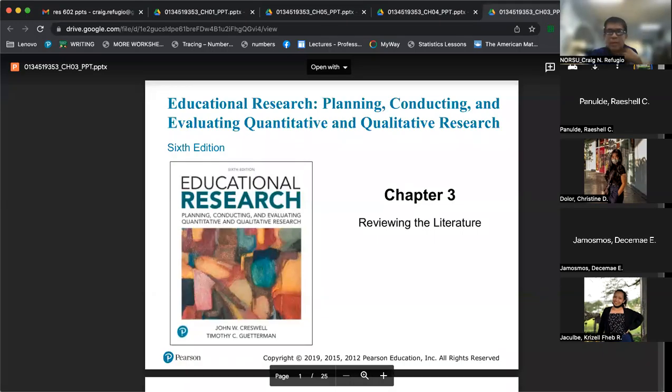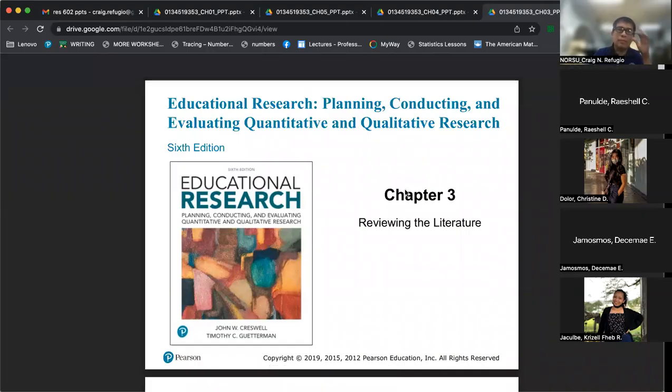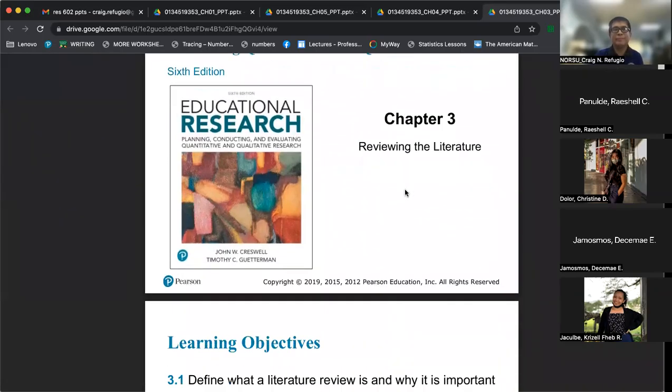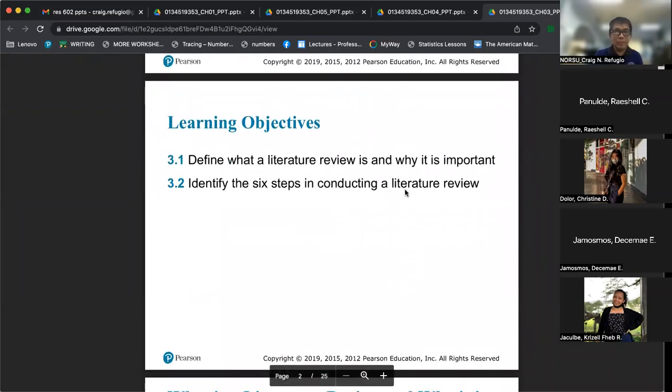So I'm going to give another viewpoint about reviewing the literature as presented in this book, Educational Research by Pearson Education, published in 2019, 2015, and 2012. So these are the learning objectives. We only have to define what a literature review is and why it is important, and identify the 6 steps in conducting a literature review.